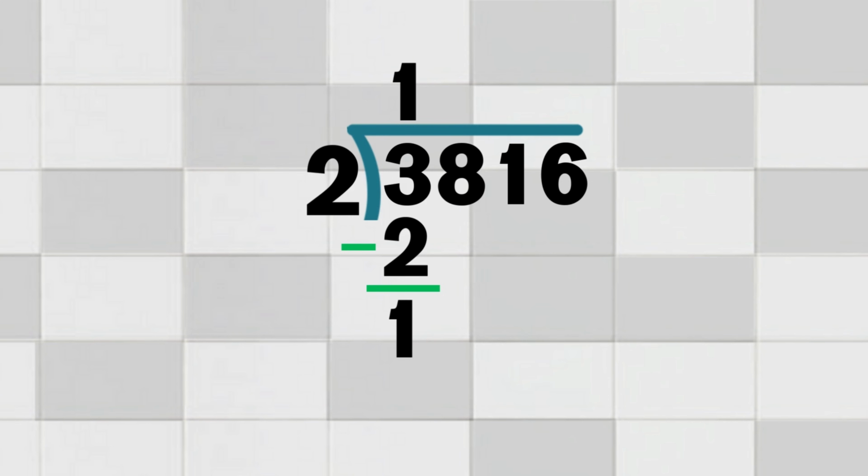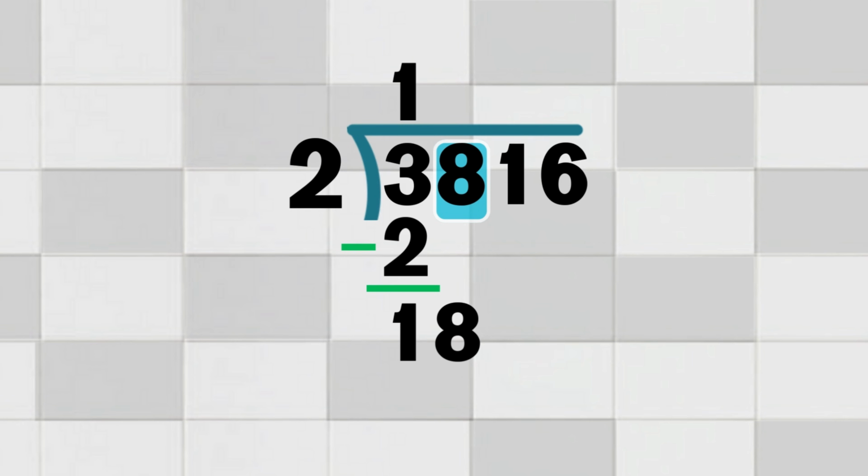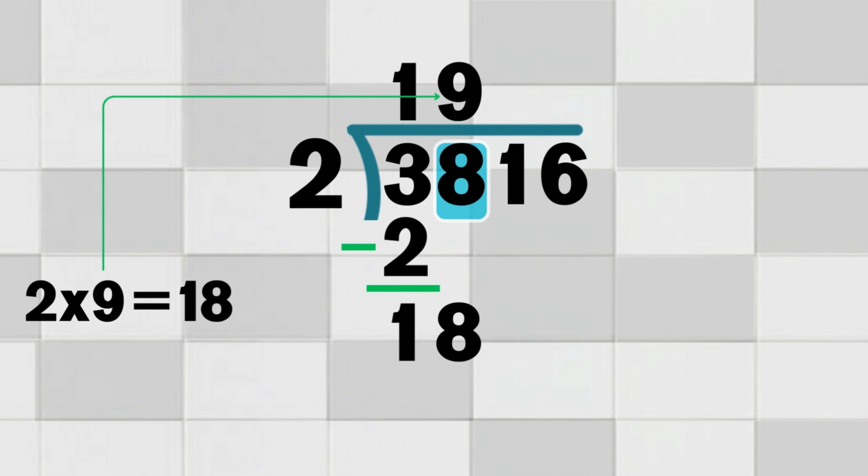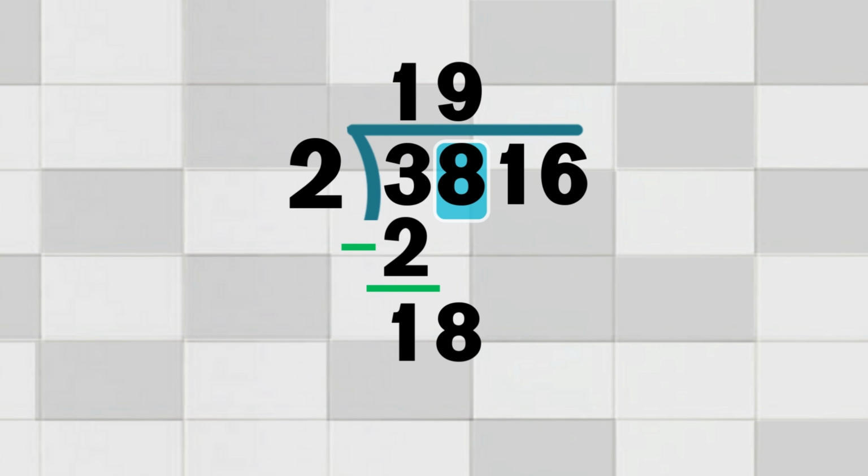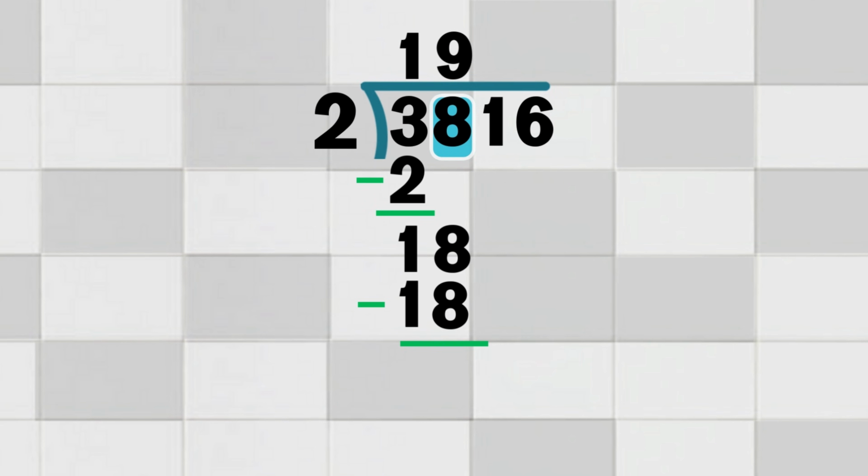Now we bring down the next digit in the dividend. That digit is 8. We place the 8 next to the 1, and now we are working with the number 18. Divide again. We ask, how many times does 2 go into 18? Let's try. 2 times 9 equals 18. Perfect. We write 9 above the 8. Now the answer on top is 19. Multiply. 9 times 2 equals 18. Subtract. 18 minus 18 equals 0. We write the 0 under the 18.